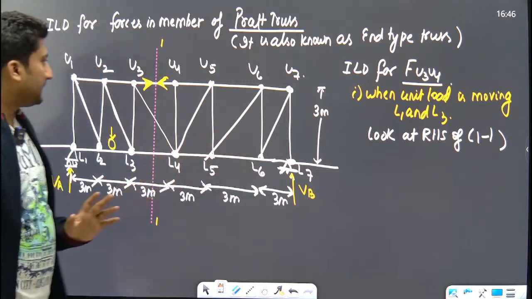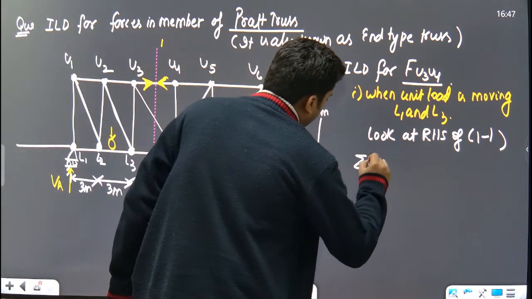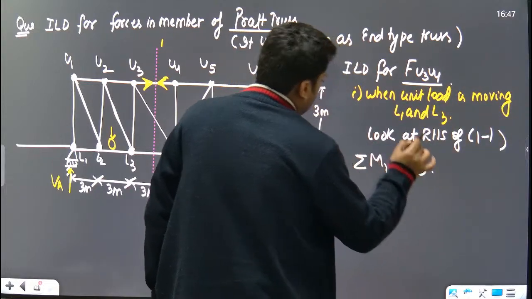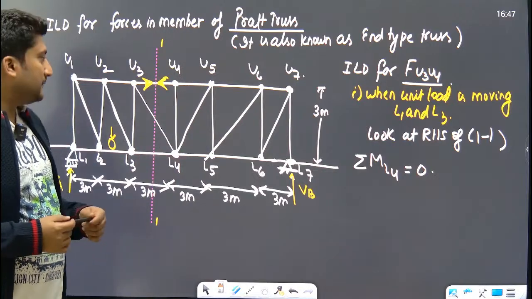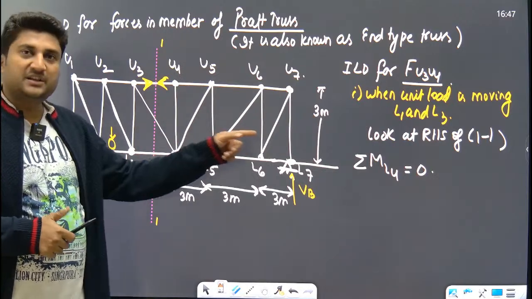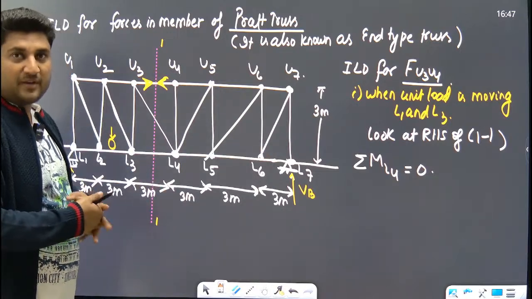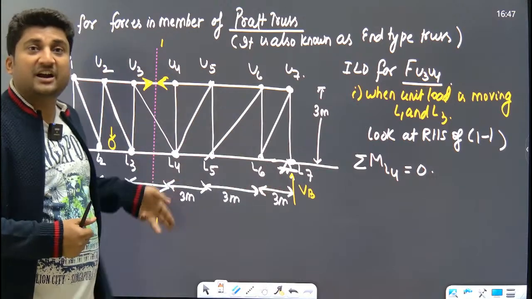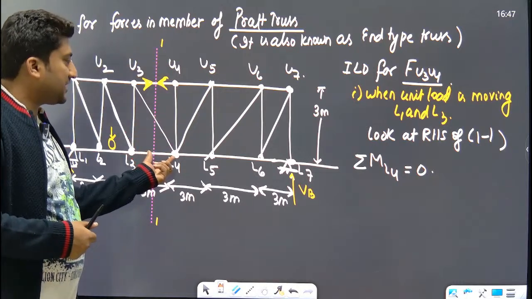Okay. Now look, taking moment of all the forces on the right hand side about L4 is equal to 0. If the member is in equilibrium, the sum of all the moments is equal to 0. Now when you are taking moment about L4, how many forces are there? We will consider only those members which are cut by the portion. So this portion is cut, this portion is cut, this portion is cut.